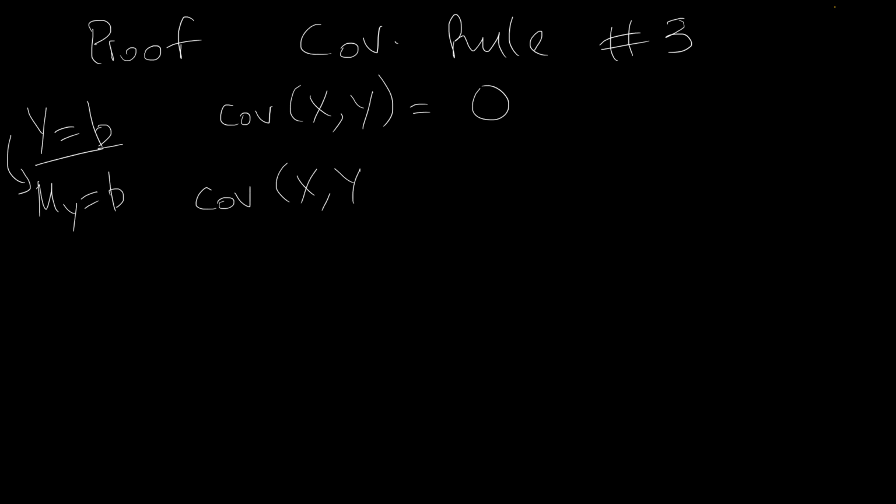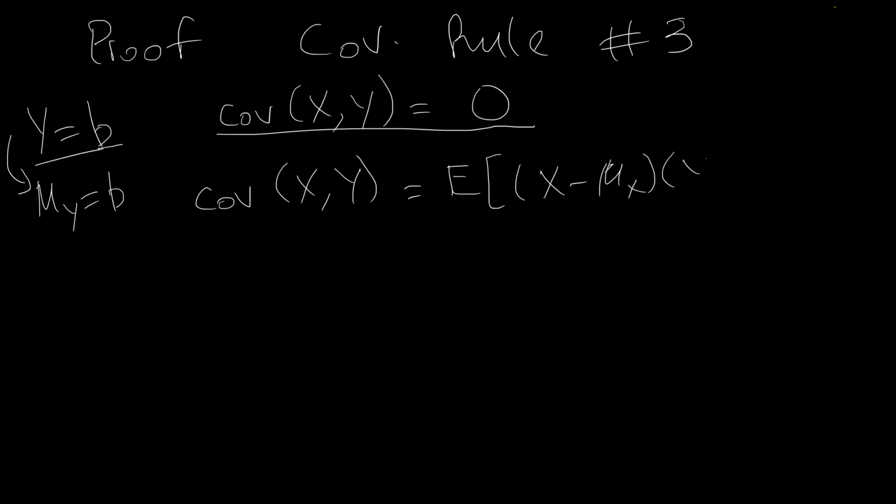So let's begin with the definition of covariance. In order to prove this, we're going to start with the definition of covariance, as always. So that's simply the expected value of x minus mu x, times y minus mu y, okay. And now, first of all, as always, we're going to plug in for y and for mu y. So y is equal to b and mu y is equal to b as well.